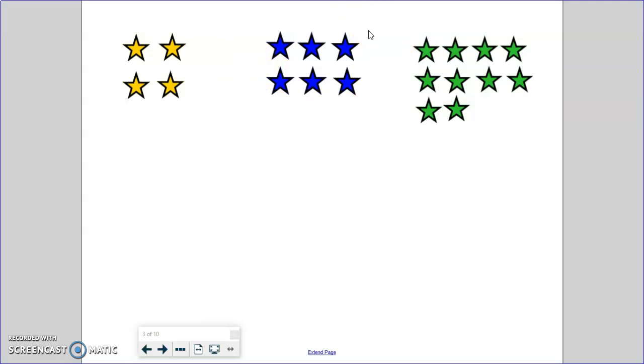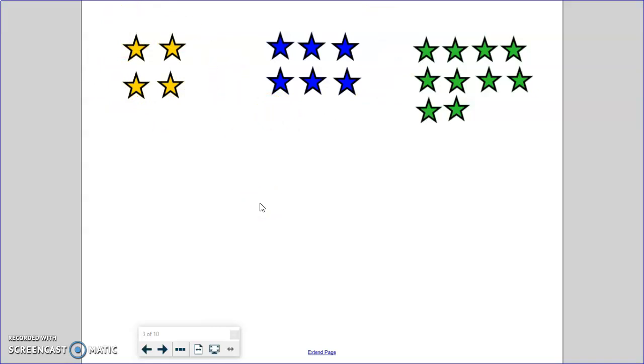But what about the green stars? Let's count them. 1, 2, 3, 4, 5, 6, 7, 8, 9, 10. Wow, 10 green stars. That is larger than 6 blue stars. 10 stars is the largest number on the whole page. That's larger than 6 and larger than 4.